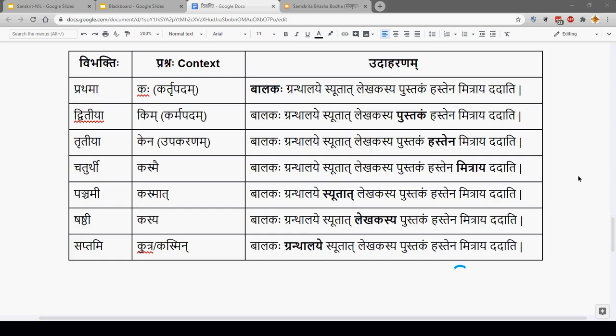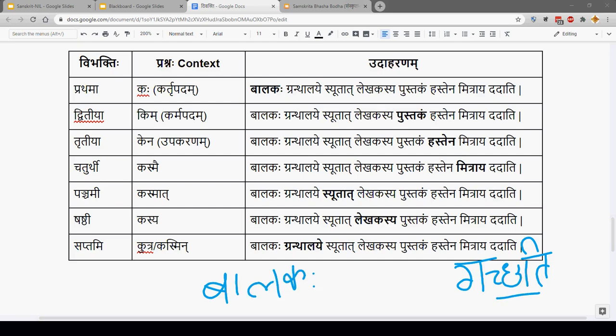Okay. So Gacchati is the action, right? That is what I'm talking about. Gacchati means what? Going, goes. Goes is the action. So somebody is going, let's say Balakaha. If you ask the question, who is going? We get the answer, Balakaha. And we know that because this action of going is performed by Balaka, and it has to be in the first case ending: Balaka Gacchati.